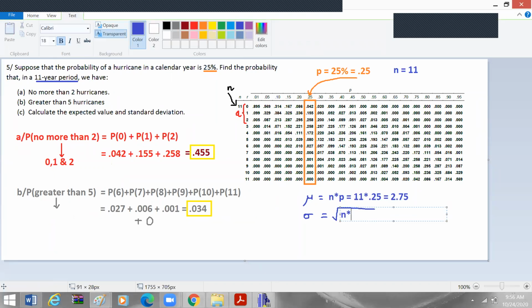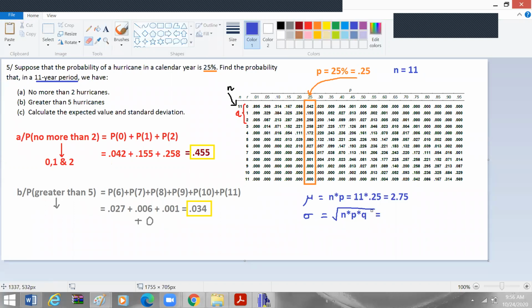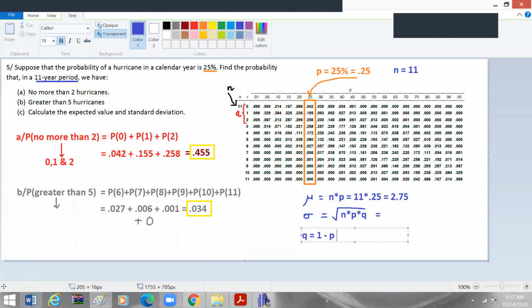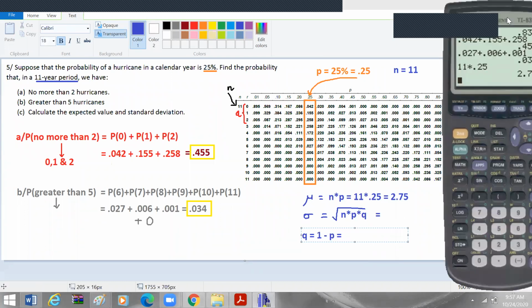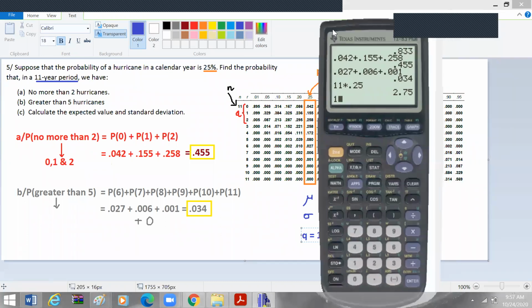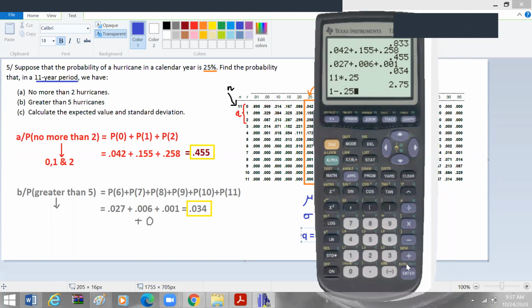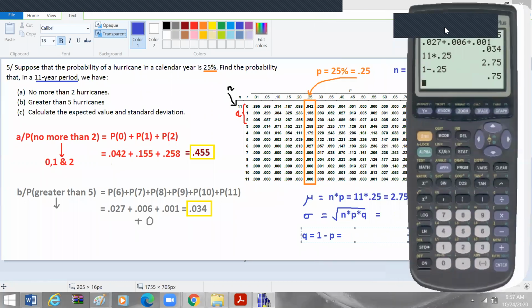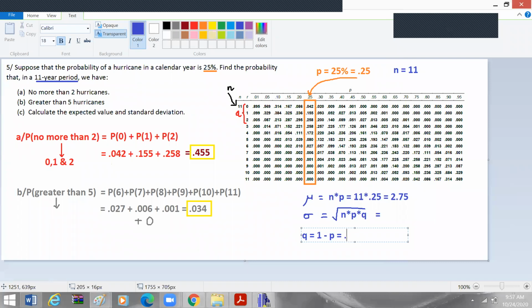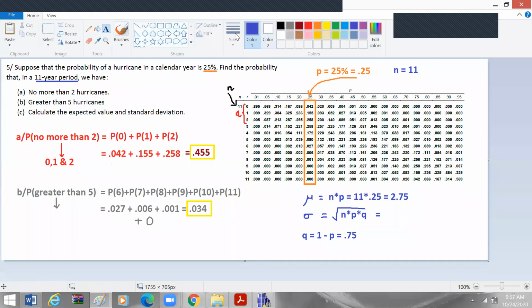So n times p times q, and we're going to put it down in that example. In this case, q is 1 minus p. So 1 minus 0.25 will be 0.75, right? The chance that we get a hurricane is 25%, so the chance that we do not have a hurricane is 75%. Similarly, the chance that we get the correct answer is 25%, so q will be 75%. As simple as that. And then we're just going to do the math for that.